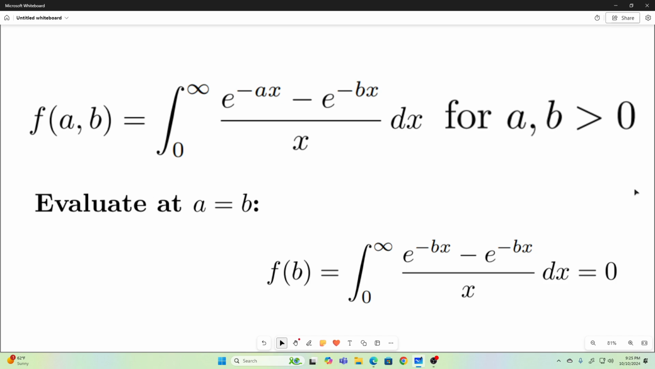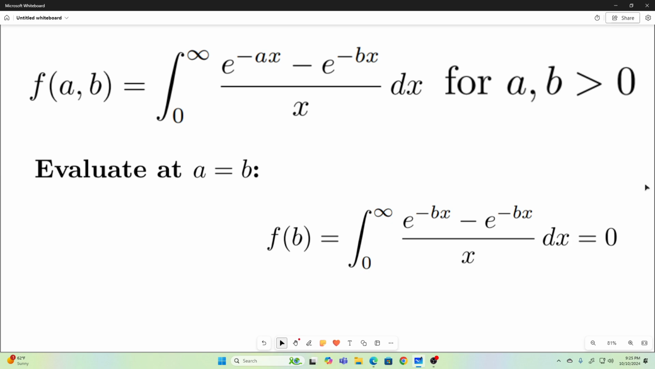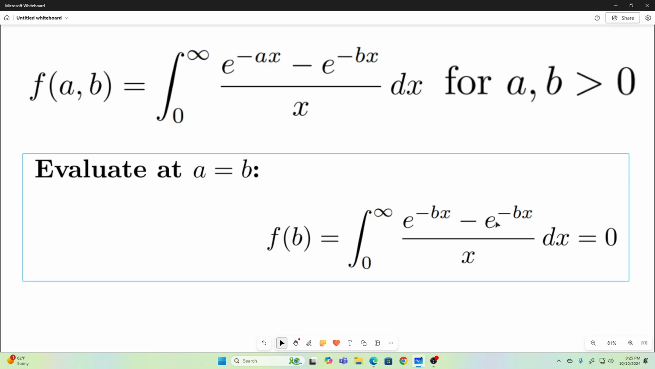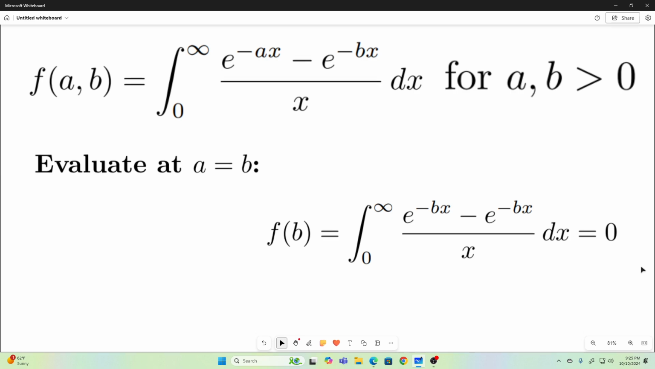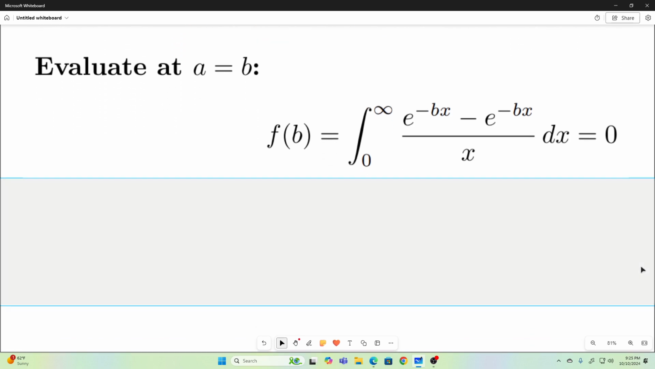All right. So the first thing that we're going to need to do to calculate this is to evaluate our function of a and b at the point a is equal to b. So basically, we just replace a with b anywhere we see an a. And that's going to give us this. And of course, that's going to equal 0 because we just have something minus the exact same something right here. That's 0. 0 over anything is 0, and the integral over any interval of 0 is 0. So f of b is equal to 0. Okay, we're gonna use that later.